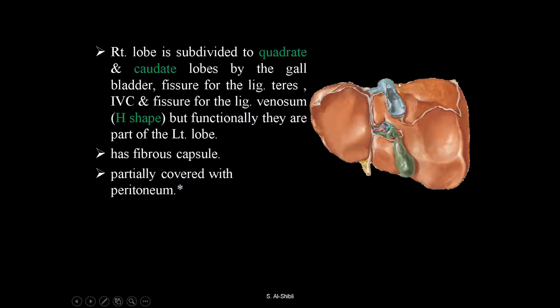All the liver is covered with peritoneum with the exception of this part. We call it the bare area of the liver, which is devoid of peritoneum. There is no peritoneum. Actually, this small part of the liver is stuck to the undersurface of the diaphragm. And there is no peritoneum in this part.